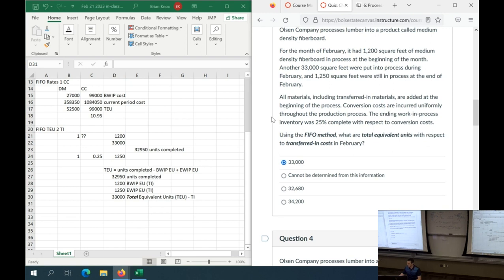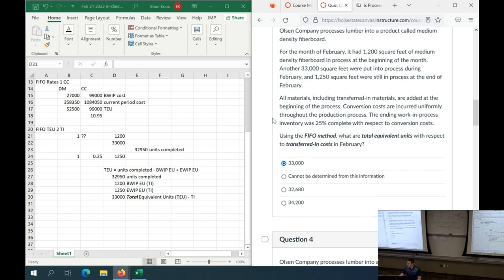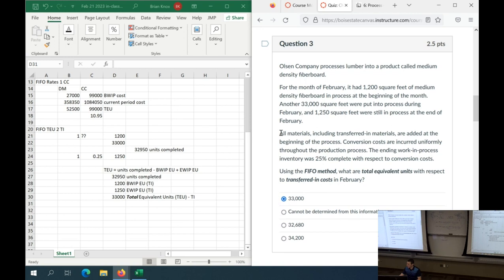With FIFO, that's not true. You need to know the beginning WIP percent complete, and we got around that only because by rule we know what the percent complete is with respect to transferred in costs in this problem.